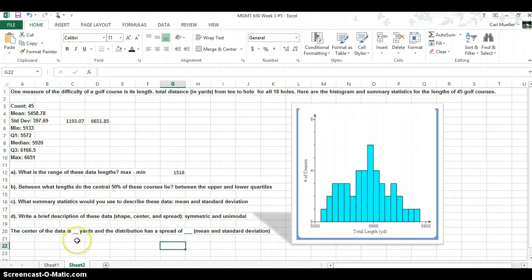So the center of the data is 5,458. That's our center in this case. Now, the distribution has a spread. Remember, the spread is 397 yards. So the spread is the standard deviation, and the center is our mean, 5,458 yards. That's generally what you could do. You could also say that technically the spread of the data is 3 standard deviations to the left or to the right. But in this case, we're just simplifying to 397 yards.